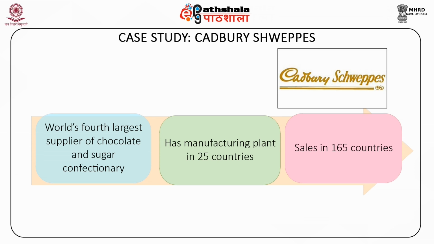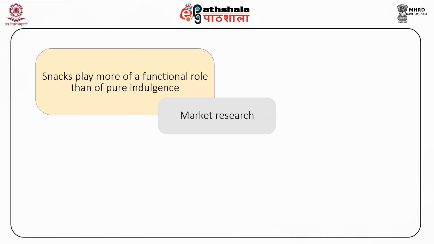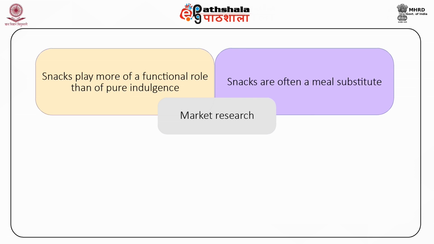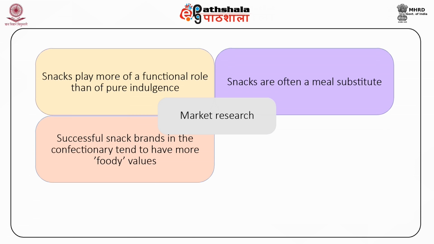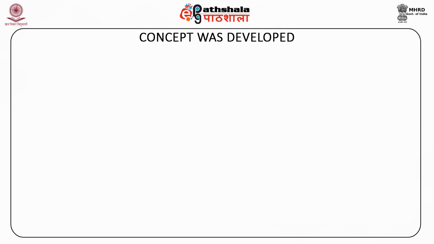UK brands. Market research has revealed that snacks play more of a functional role than one of pure indulgence. They are often a meal substitute. Research also shows that successful snack brands in the confectionery category tend to have a more foodie value and often contain ingredients such as cereal, wafer, biscuits, peanuts, and fruits to break up the chocolate delivery. Then the concept was developed.